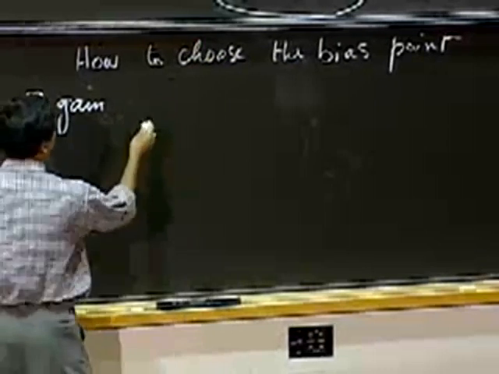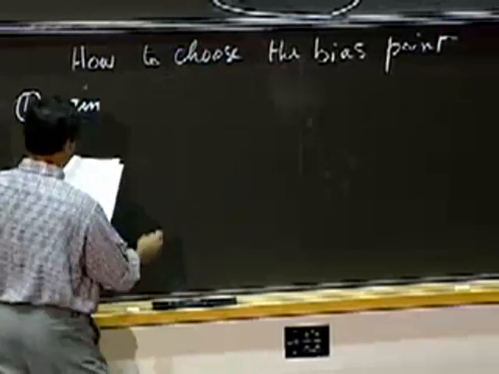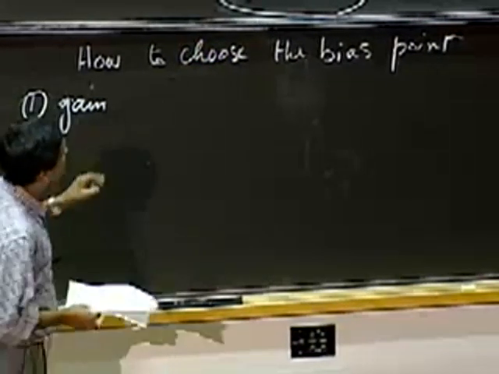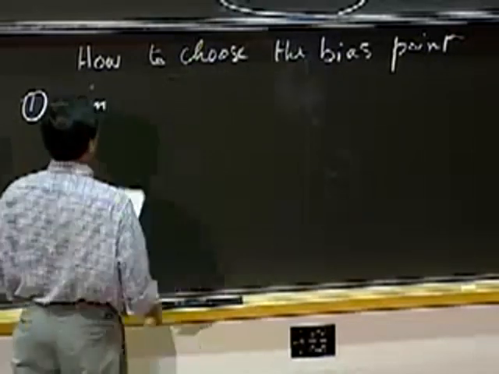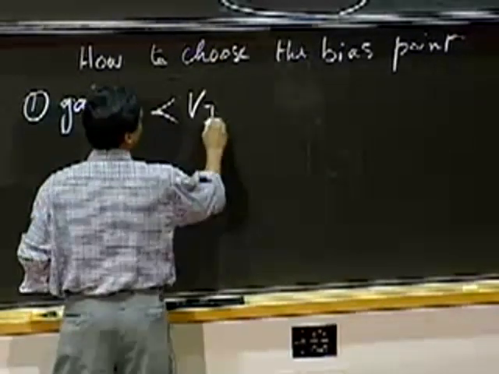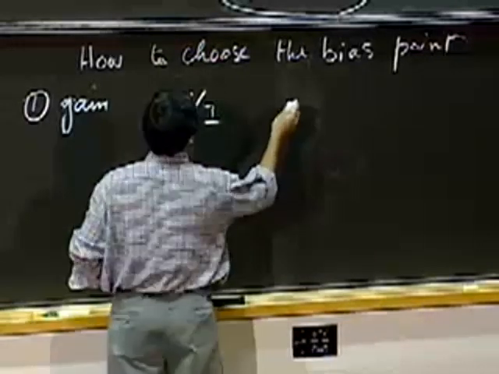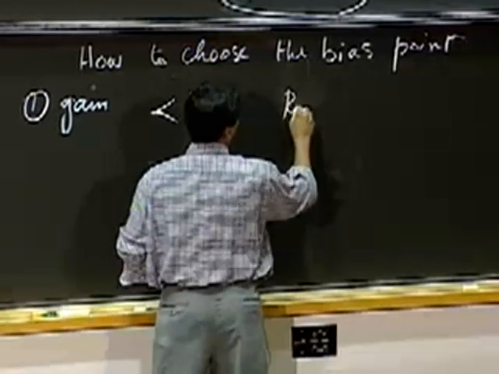And notice that gain is proportional to RL. It relates to Vi minus Vt. Okay, so proportional to Vi. It's also related to RL.